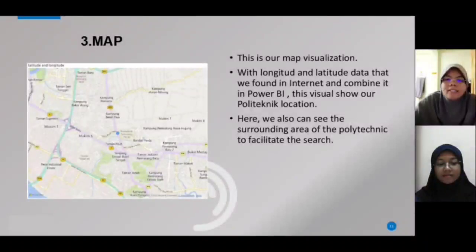So the third one is a map. This is our map visualization with longitude and latitude data that we found on the internet and combined in Power BI. This visual shows our polytechnic location. Here, we can also see the surrounding area of the polytechnic to facilitate the search.